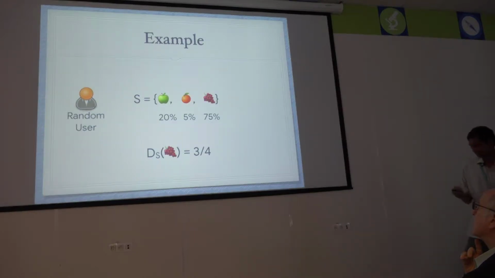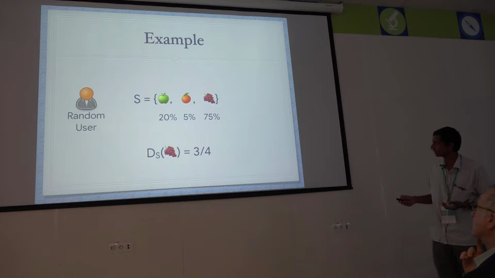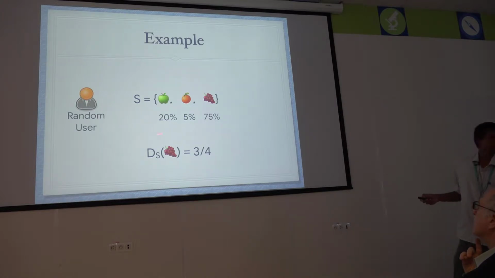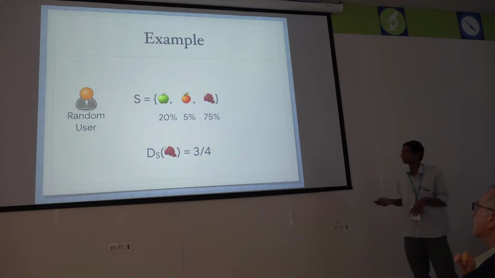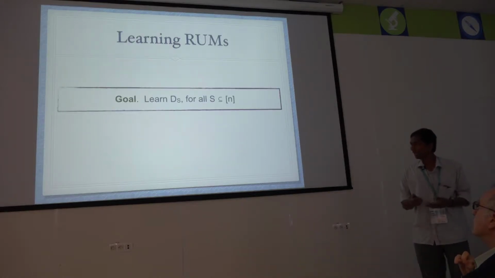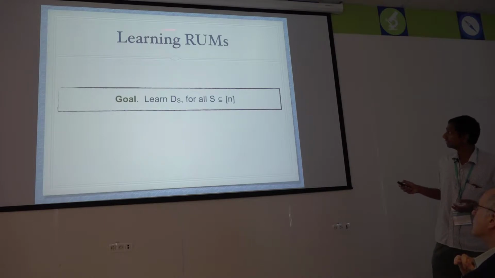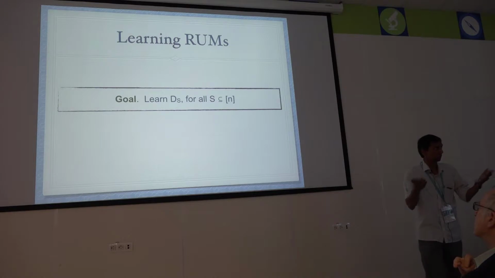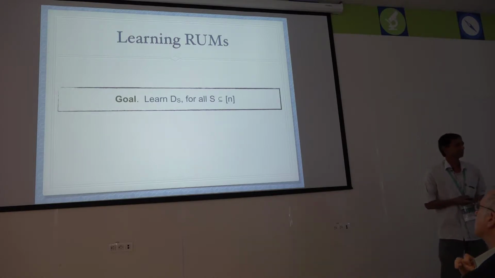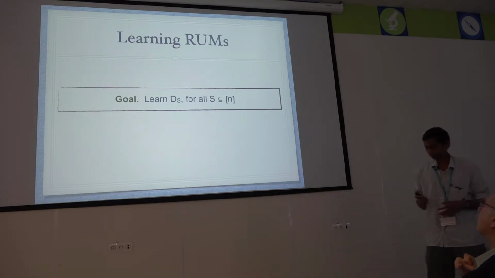Alright, so just to set things straight, here's a concrete example. In this case, the subset could have distributions for apple at 20%, orange 5%, and grape 75%, and therefore the probability that the grape would be the top choice for this subset is 3/4. Alright, and the goal of learning here is I want to learn the distribution of the choice for every subset in the universe. So that's the setup.